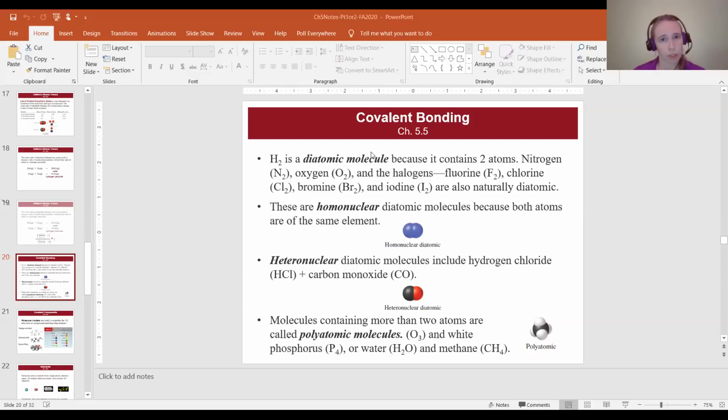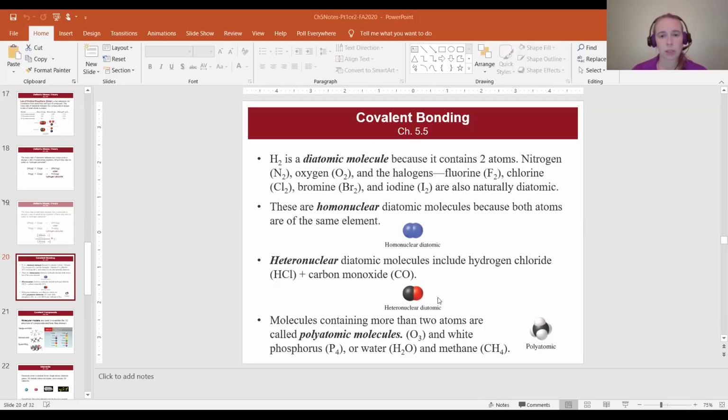So these are all diatomic molecules. And we can also call them homonuclear diatomic molecules because both atoms are the same element. H2, N2, O2, they're all the same element. They're homonuclear, meaning the same. Heteronuclear diatomic molecules include hydrogen chloride or carbon monoxide. So these are diatomic molecules that have two different elements making up the different atoms.